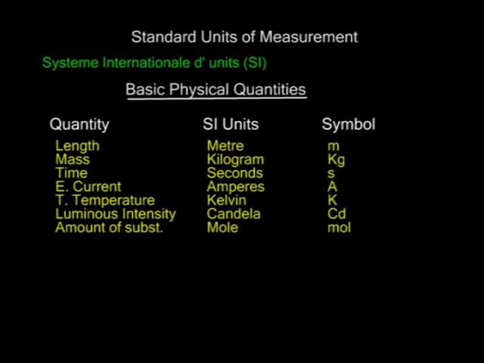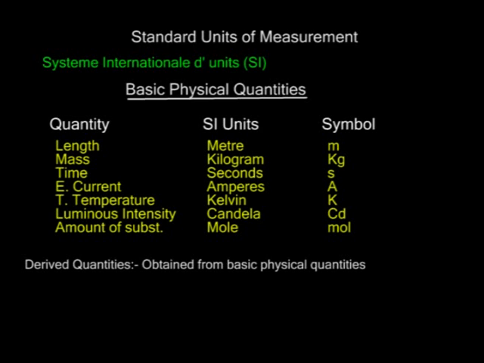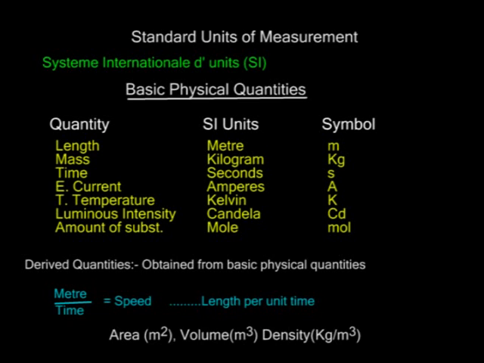These are called the basic physical quantities because they cannot be obtained from any other physical quantities. Quantities obtained by either multiplying or dividing these basic quantities are called derived quantities. If, for instance, you divide length by time, you obtain speed. So speed is a derived quantity, and you can even tell that from its units, meters per second, that is length per unit time. Others include area, volume, density, and the list is long. In this chapter, we shall deal with length, mass, and time, and some of their derivatives.